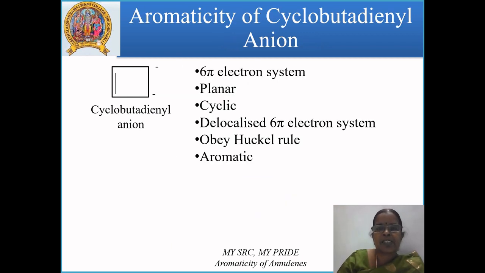Next example is cyclobutadienyl dianion. It is a 6 pi electron system. How is it a 6 pi electron system? 1 pi bond, 2 negative charges. Each negative charge contributes 2 electrons to the delocalization. So totally a 6 pi electron system. It is a planar cyclic delocalized 6 pi electron system. So cyclobutadienyl dianion obeys Huckel's rule and is aromatic in nature.